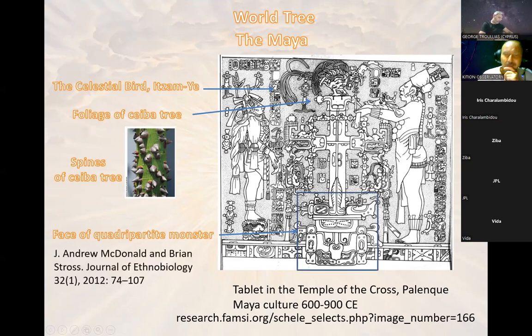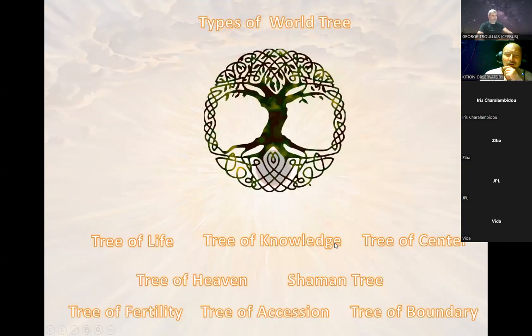And this face of a monster was reconstructed in the 1990s, if I remember correctly. Not only at this very world tree, but there are other examples. And it is at the bottom, exactly where it should be for chthonic creatures. Well, which type of world tree? So now we know that different species play the role of world tree, but not only that, there are different types of world tree.